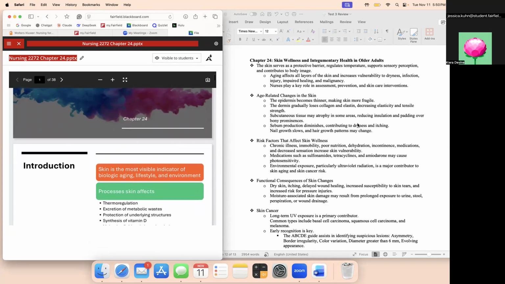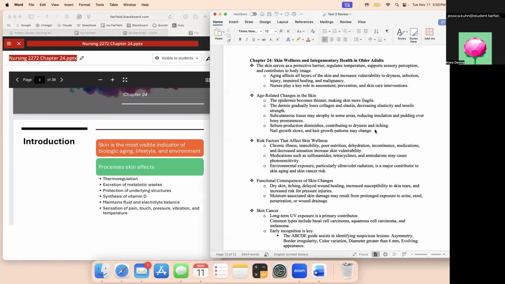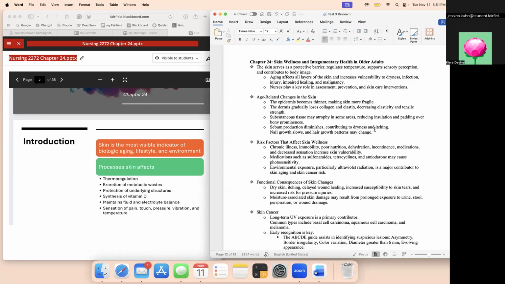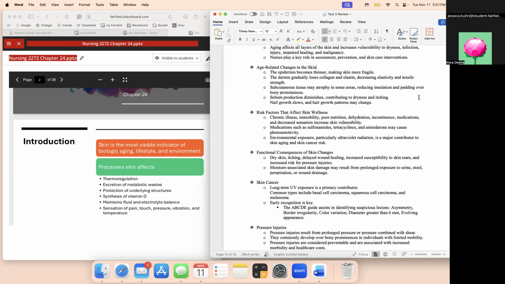Okay, sorry guys. So chapter 24 is skin wellness and integumentary health in older adults. The skin is a protective barrier that regulates temperature, supports sensory perception, and contributes to body image. Aging affects all the layers of the skin and increases the vulnerability to dryness, infection, injury, impaired healing, and malignancy. Nurses play a key role in assessment, prevention, and nursing skincare interventions.